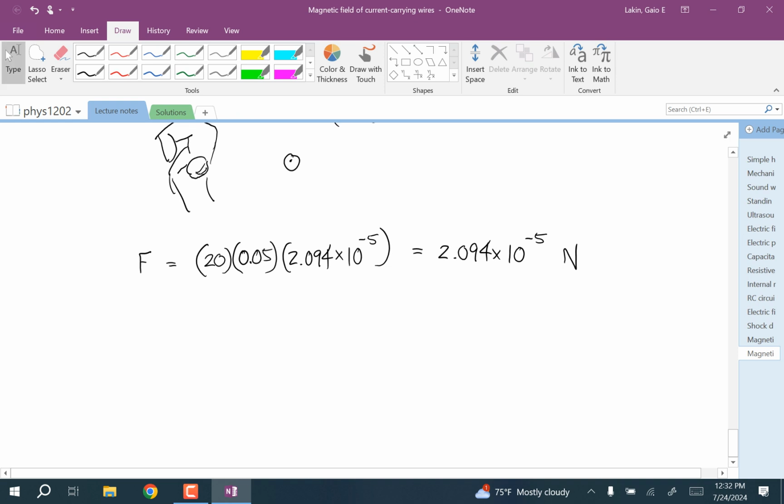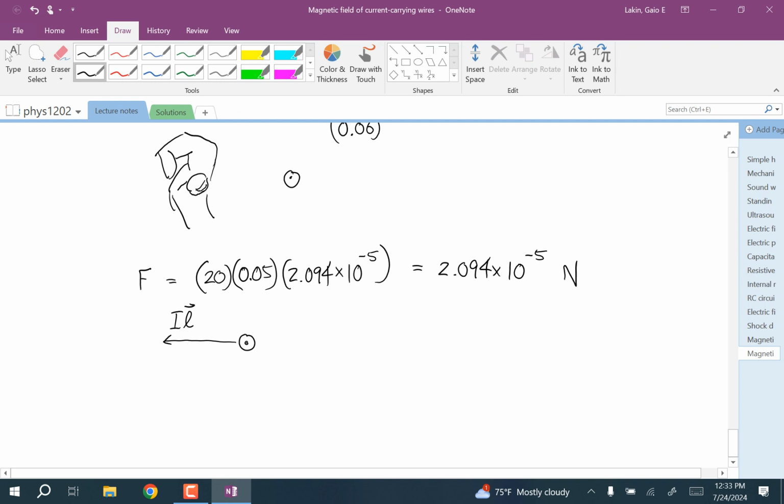And now we want to get the direction. So the direction of the current times the L vector is this way. The direction of the magnetic field is this way. So use the right hand rule with your fingers curled around like this. Your fingers start out straight in the direction of IL and then curl around that way. And the direction of the force is up. And so we can think of this as the force vector if we combine the magnitude with the direction, and there's the answer.